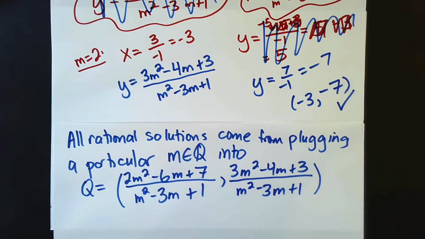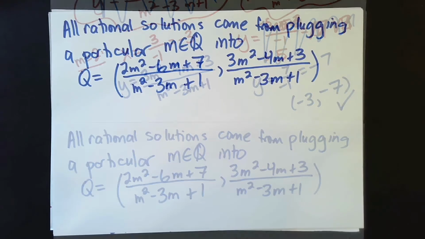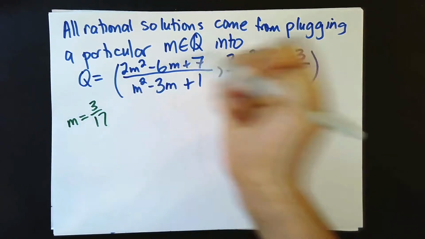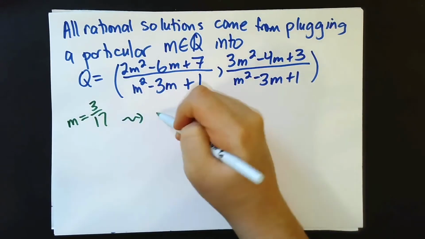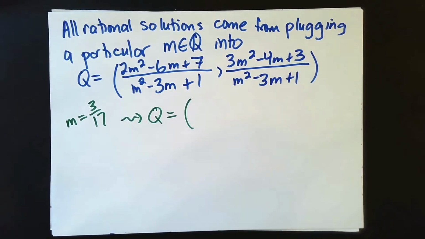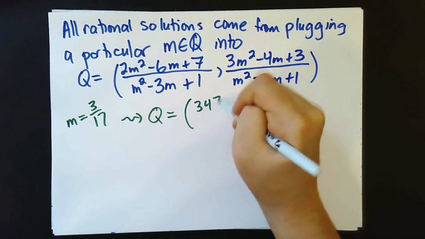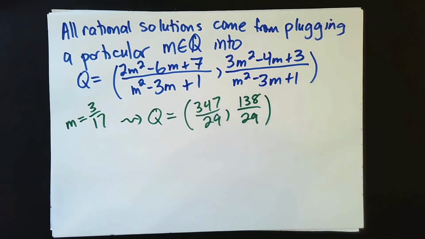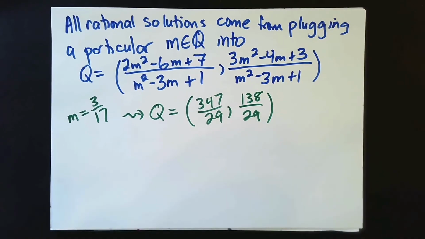So if you want to impress your friends by generating ridiculous solutions to this original random equation that we started with, you can just pick a weird rational number and plug it in here. So, for example, if you happen to choose m to be 3/17, then you would generate the new solution to this equation, q equals 347/29, 138/29. And this will make you many friends at parties.